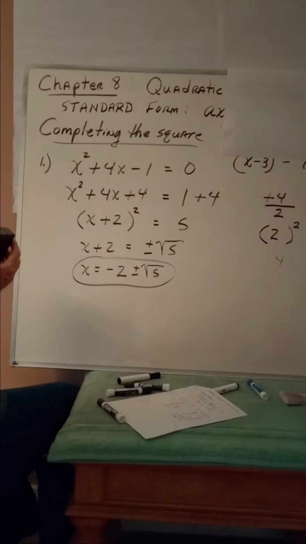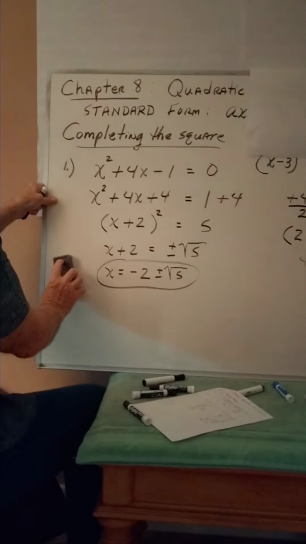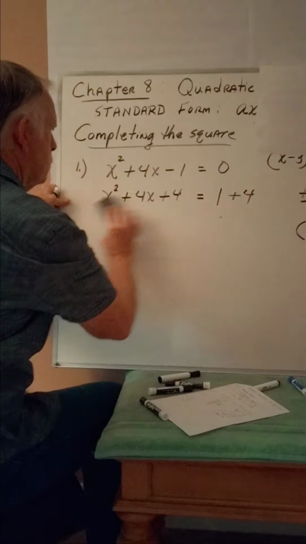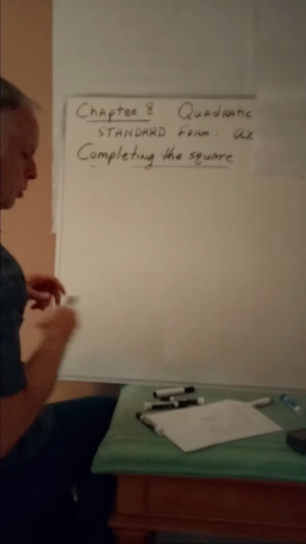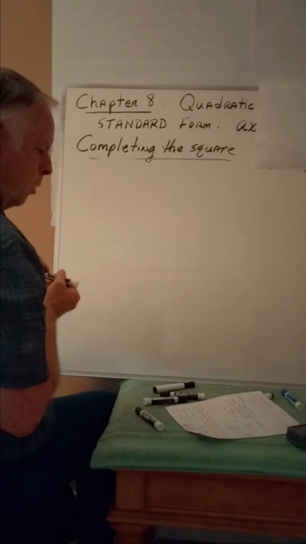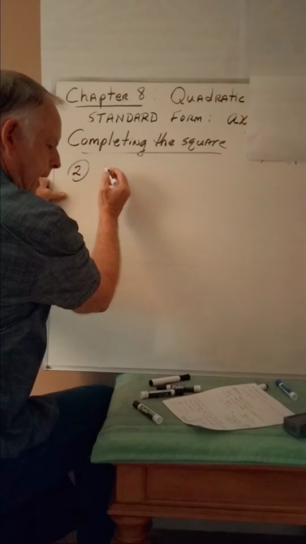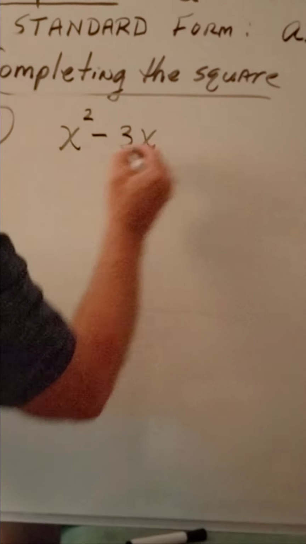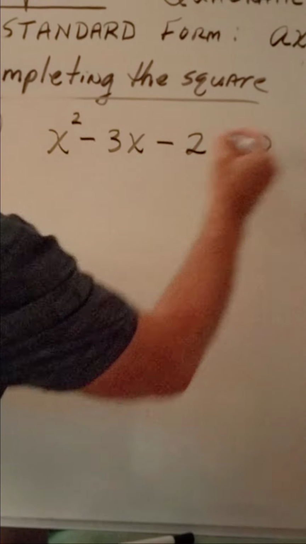Now I want to just do one more in this stage and then we'll call this video as it is. One more of completing the square. I'd like to show you 2 of them that are on this video right here so we see how it goes. Number 2, x squared minus 3x minus 2 is equal to 0.